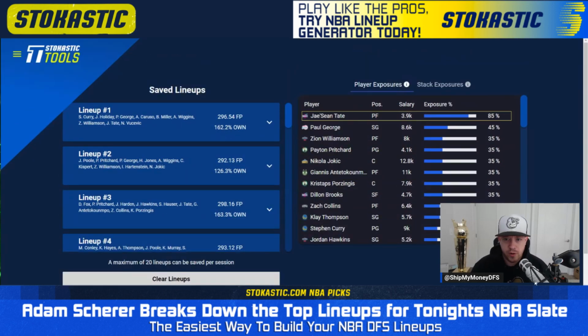And Jayshawn Tate at 3,900 is showing up 85% of the time here. He is projected to be the third highest owned guy on FanDuel at 32%. We're getting to Paul George, Zion, two very, very obvious strong plays. Zion at 8K, projected to be the second highest owned guy on the slate. George is fourth. Peyton Pritchard at 4,100 with no Derrick White. He's showing up a bit. Jokic at 12.8. Obviously, you're going to be happy to get to him. Same goes for Giannis. Porzingis looks good.